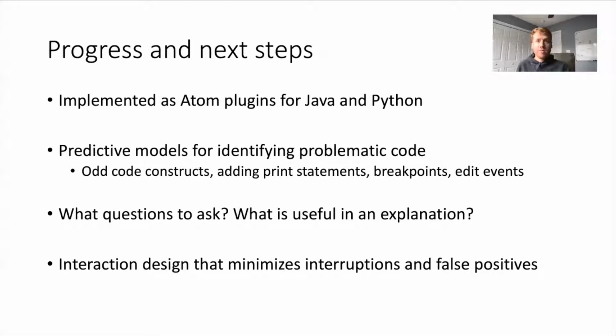We're also training several different predictive models for identifying problematic code, and we found some promising indicators of this type of problematic semantic errors. Not only do we use the code as input to the models, but we also use the programmer's behavior and events from the code editor, such as adding or removing print statements, breakpoints, or editing the same line of code repeatedly. Those could be indicative of the programmer having an issue in that region of code, but not quite knowing how to fix it. We're also exploring what questions the tool should even ask and what information is most beneficial to be provided as part of the explanation.